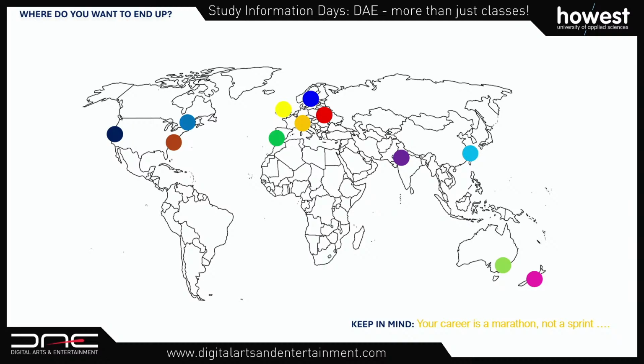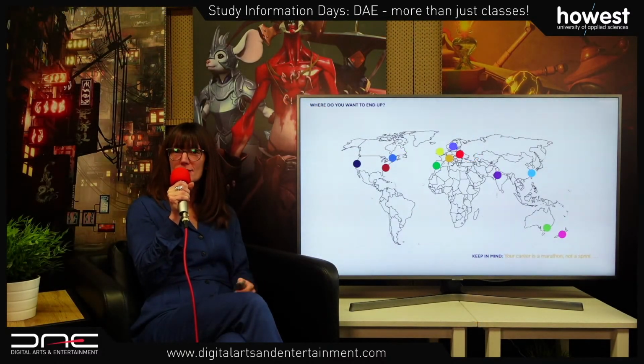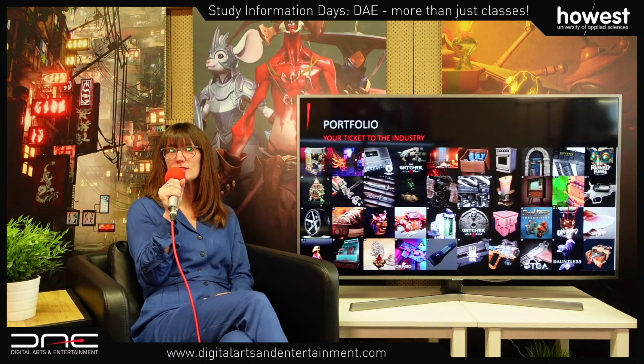And here you have an overview, not only of where you can do the internships, but where the game industry and VFX industry are located. Well, I can tell you, your future career is a marathon. So we see that during an internship, you will mostly stay in Europe. However, the more senior you get, the further you fly. So a lot of international opportunities. And of course, your portfolio is your ticket to the industry.